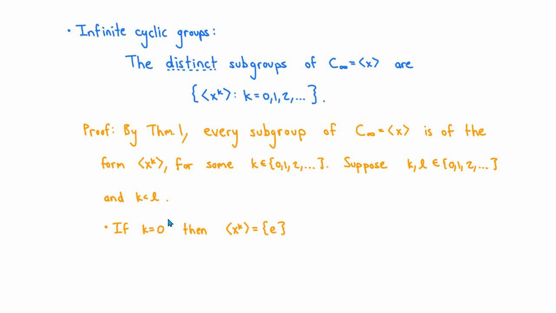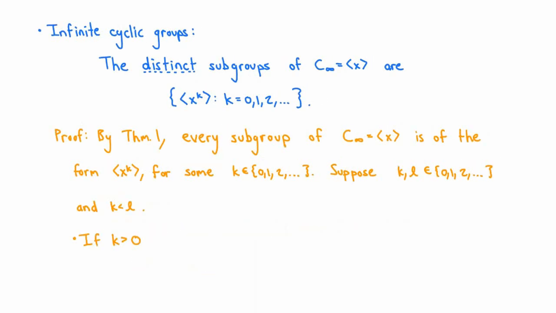So in the first case, if k is 0, then the group generated by x to the k is just the trivial subgroup, which is a group of element 1. But since l is strictly larger than k, the order of the element x to the l is infinite. But by theorem 0, the order of the element x to the l is the same as the order of the cyclic subgroup that it generates. So here I have an infinite group and a group of order 1, therefore these two groups are definitely not equal to each other.